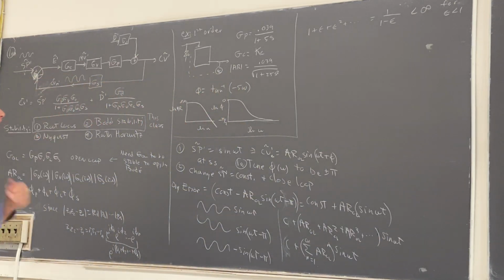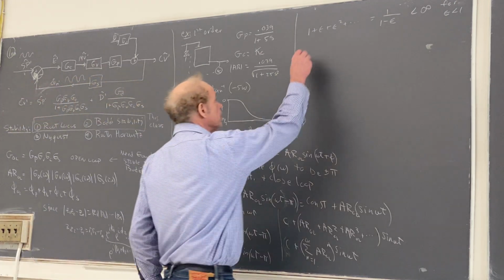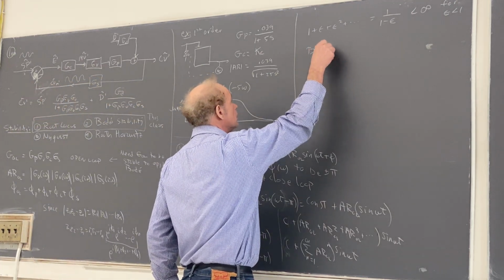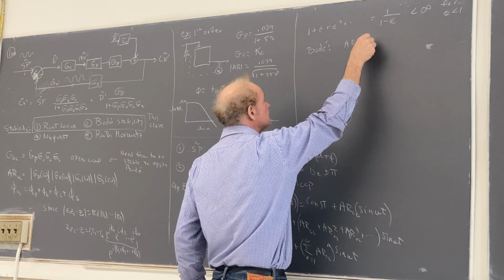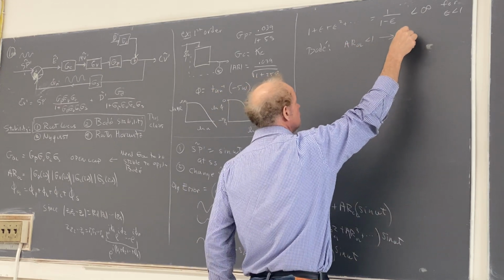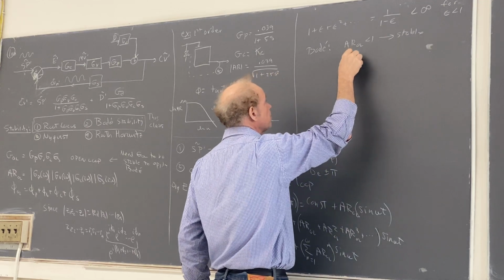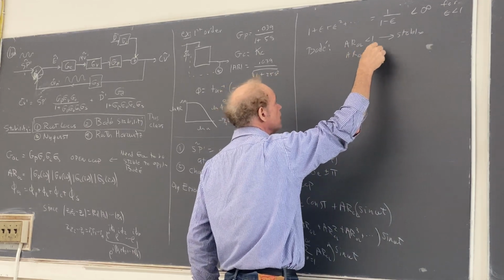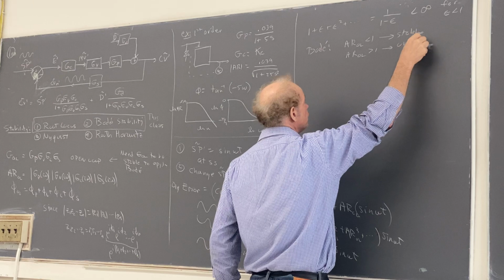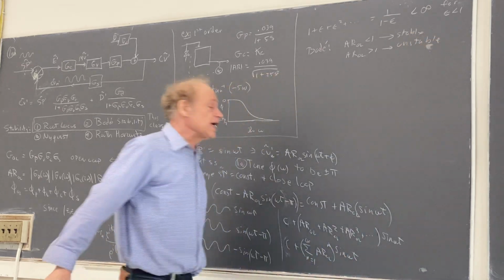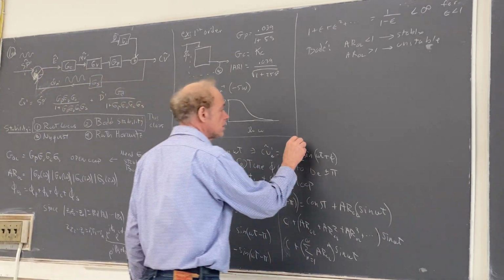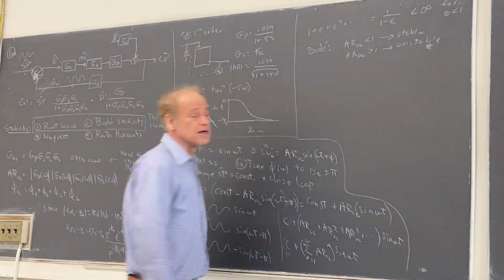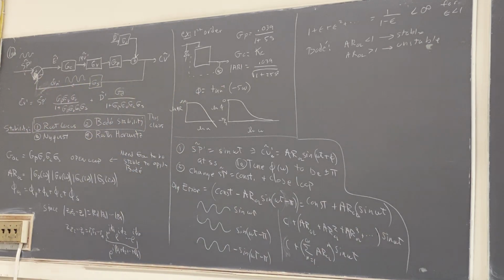So the stability criterion: if the amplitude ratio of the open loop system is less than 1, it's stable. If the amplitude ratio of the open loop system is greater than 1, it's unstable. So that's sort of a review of the Bode stability criterion. Any questions on that? I think I went into a little bit more detail today than I did last time.